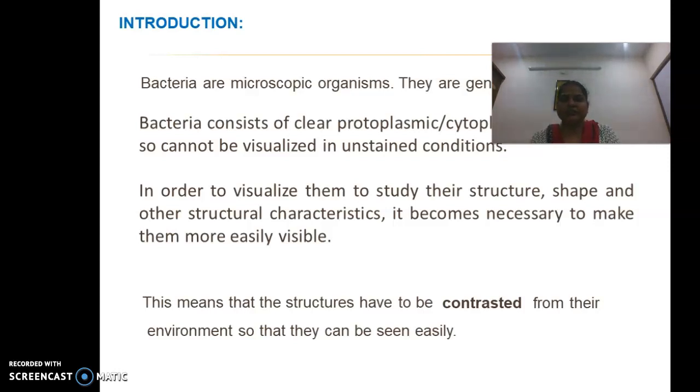So we know that microorganisms are organisms which cannot be visualized by our naked eye. That means bacteria are examples of microorganisms and they are generally colorless. So bacteria consist of a clear cytoplasmic or protoplasmic matter, and so they cannot be visualized in unstained conditions. In order to visualize them and to study their structure, shape and other structural characteristics, it becomes necessary to make them more easily visible under the microscope. So this means that the structures have to be contrasted from their environment so that they can be seen easily.